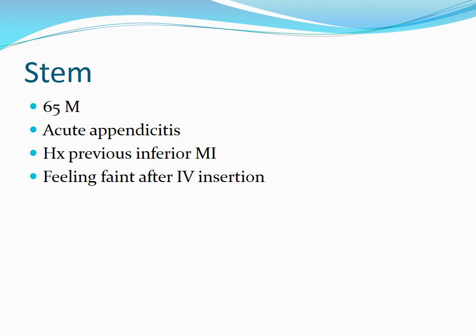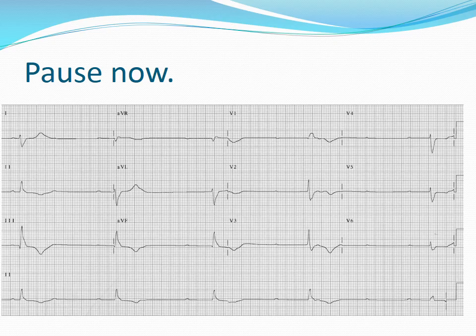Now on to more ECG interpretation. We have a 65-year-old man in pre-assessment bay with acute appendicitis. He has a history of a previous inferior MI and is feeling faint after IV insertion, so ECG was taken. Please interpret this ECG. Pause now for your own answer.